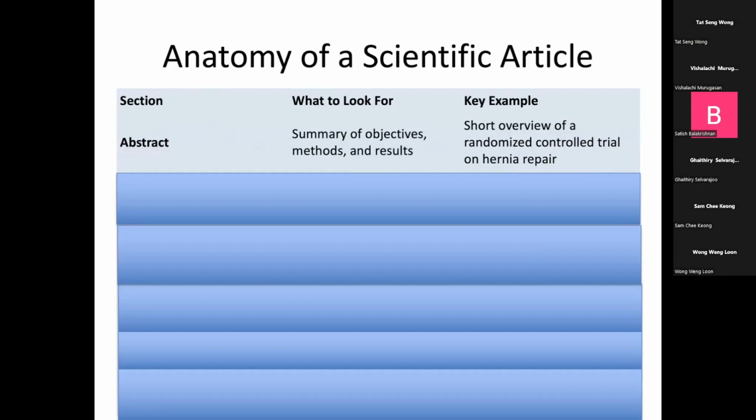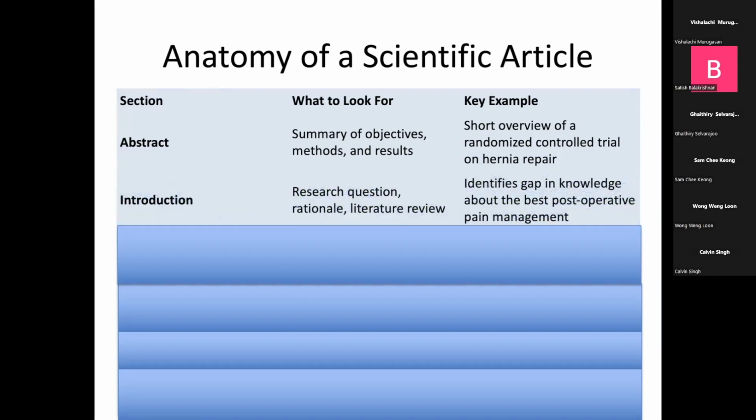An example of this would be an article on the randomized control trial of a hernia repair. The abstract will give you an overview of what the patient group was, how many patients were recruited, how many patients were allocated, what intervention was done, and what their results were.